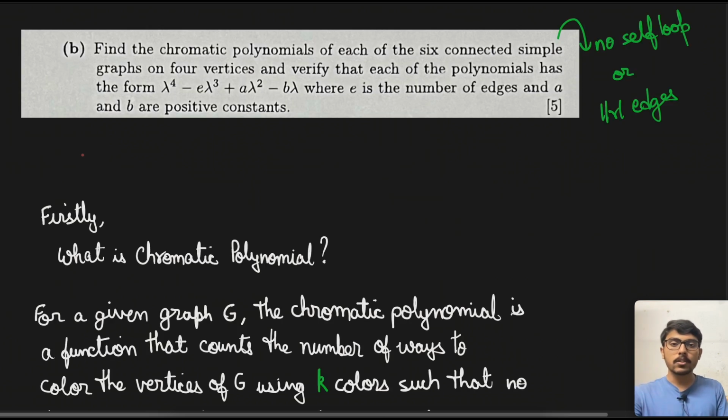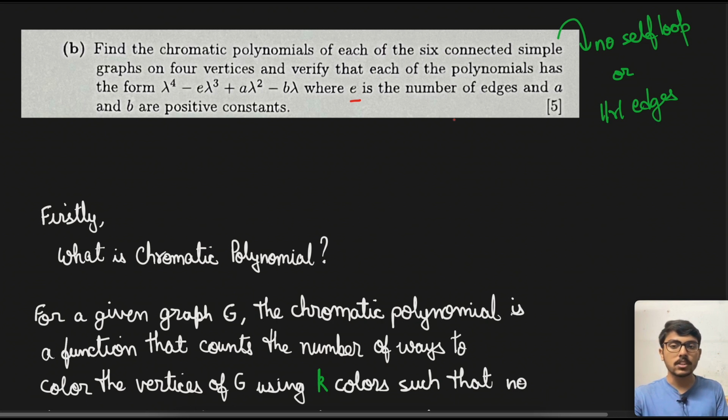So today we are going to discuss chromatic polynomials, which is an important topic in graph theory among many others which you will discover. And let's find out what the question is trying to say. So the first thing is find the chromatic polynomials of each of the 6 connected simple graphs on 4 vertices and verify that each of the polynomials has the form lambda power 4 minus e lambda cube plus a lambda square minus b lambda, where e is the number of edges and a and b are positive constants.